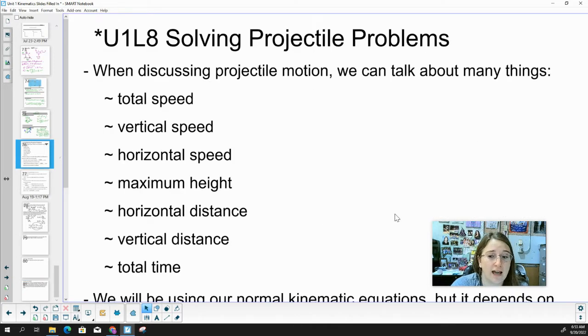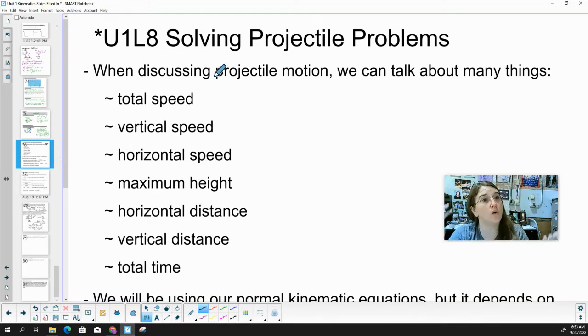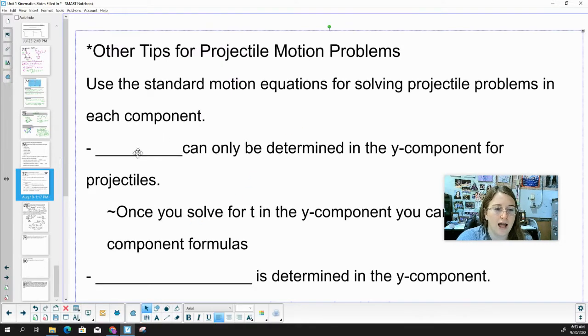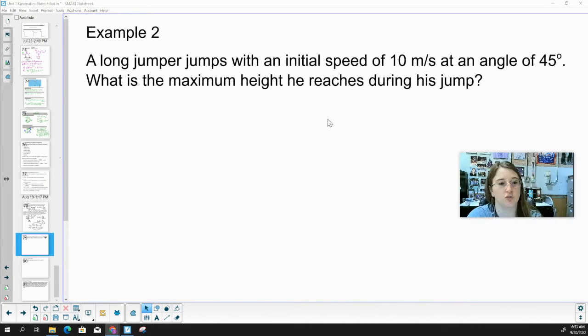So what we talked about in the first L8 video was that there's lots of different things we can find when talking about projectile motion. Depending on the direction you're looking at tells you whether you're going to be looking in just the X direction or just the Y direction, or possibly having to put both of them together. So again, this slide talked through where you're looking depending on what you want to find. We'll try and drill that in with these 2 examples.